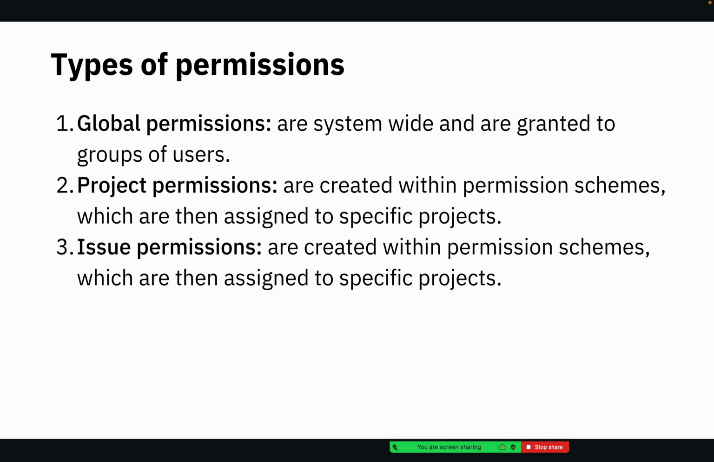Now, types of permissions: global, project permissions, issue permissions. Whenever you are assigning permissions, maybe you are assigning a permission at global level. Some permissions can be at project level, right? Project level means in the project you are allowed or not allowed to create or delete a project. Issue permissions: are you allowed to create an issue? Are you allowed to make a transition of that issue from one status to another status? So you can do all these things.